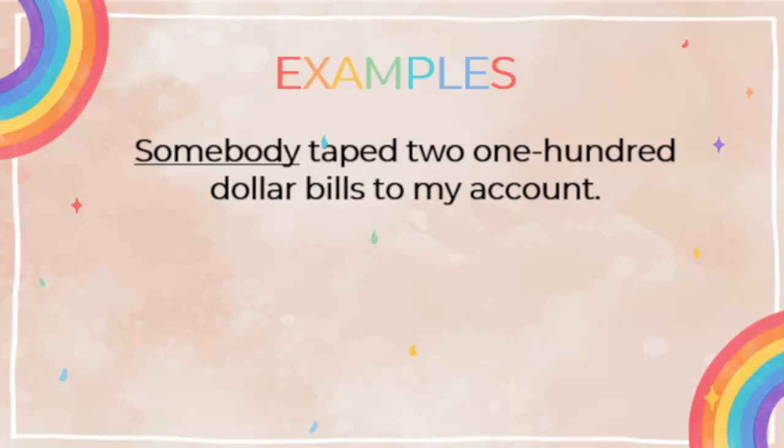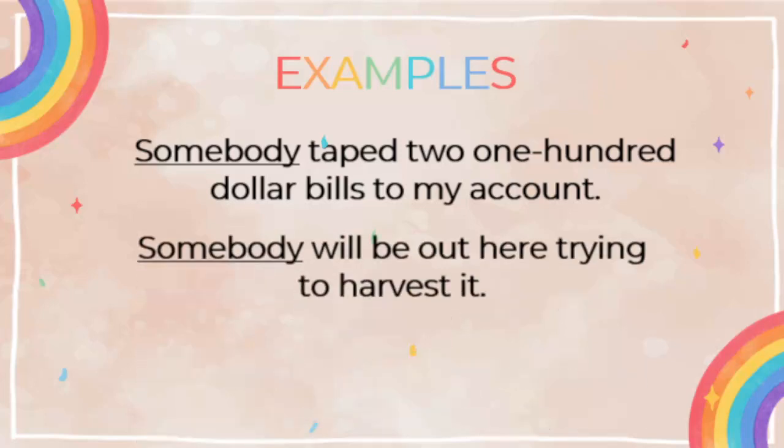Okay, please sit properly. Next, we have somebody will be out here trying to harvest. So here, we use again somebody and then we didn't know who will harvest the plants, right? Or the vegetables. So somebody will come here to harvest some fruits, vegetables, or anything. So we use somebody because you didn't know who will harvest it, okay?